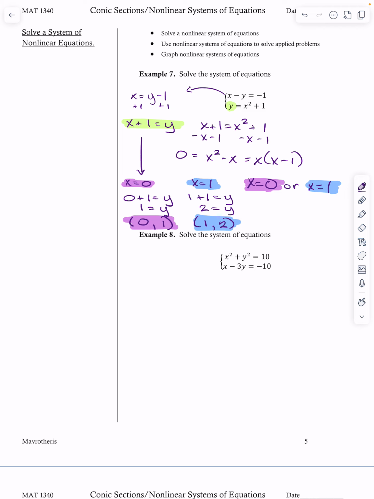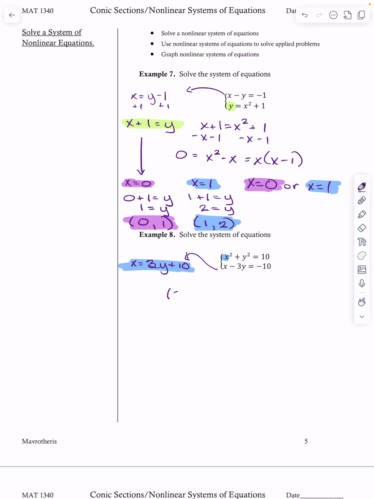Okay. So let's take a look at the second one. That x squared plus y squared equals 10, that's a circle. And then we got x minus 3y equals negative 10. So I am going to add 3y to both sides, and get x equals 3y plus 10. This is the x I'm going to substitute in my first equation.